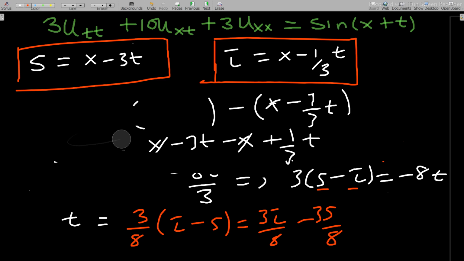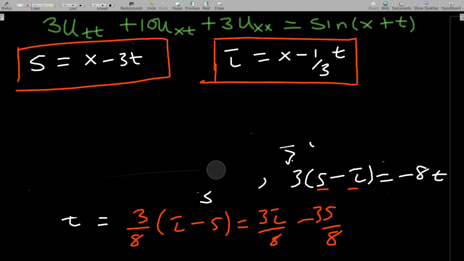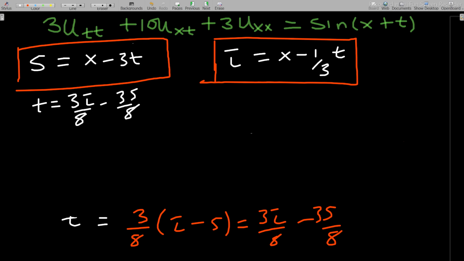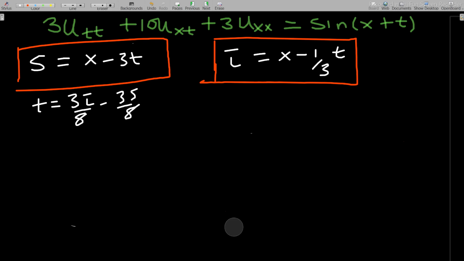This is very, very long, I know, but if you pay attention and study clearly, you'll be able to solve every wave equation that will be given to you without using any big formula. Once you understand this process, you know that t is equal to 3 tau over 8 minus 3s over 8. Now let's come back and find my x. If that is t, then we can put it in place of any of these and go.